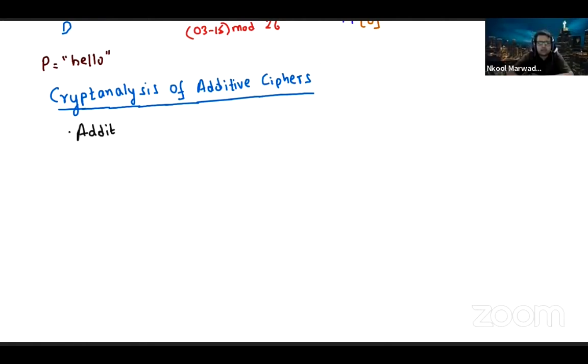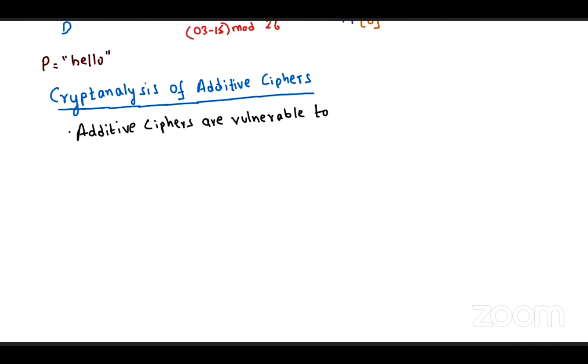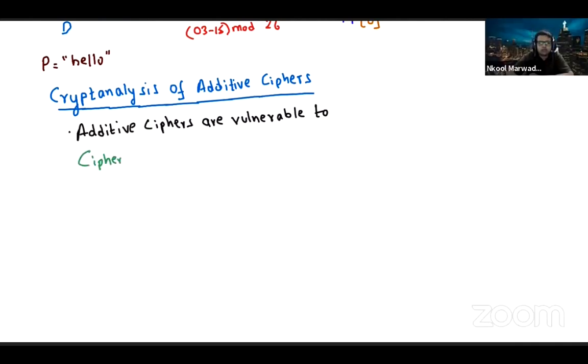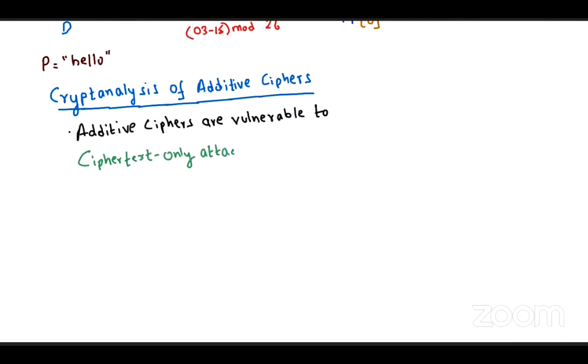Additive ciphers are vulnerable to a ciphertext only attack. I hope you remember this, we studied it. What is a ciphertext only attack? The hacker gets the ciphertext from the insecure channel, analyzes it, and tries to produce the plain text from it.